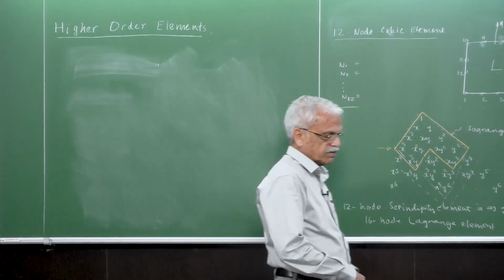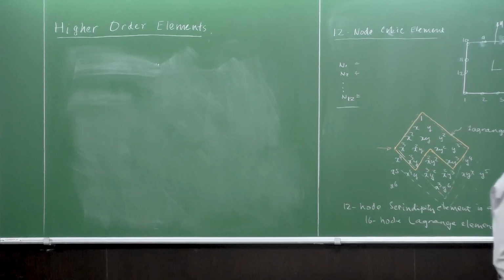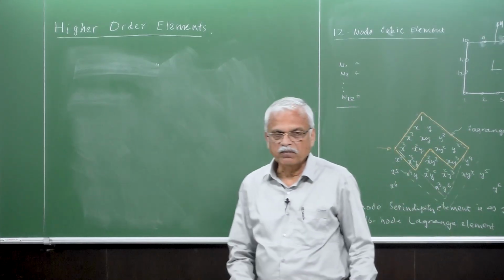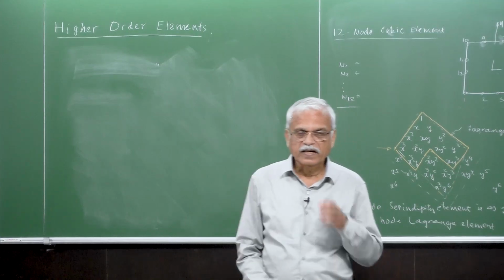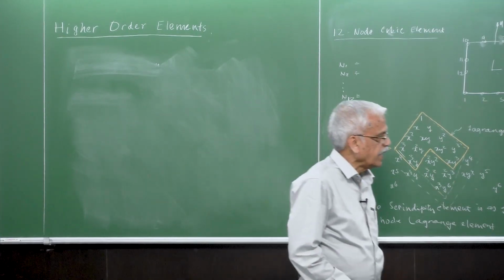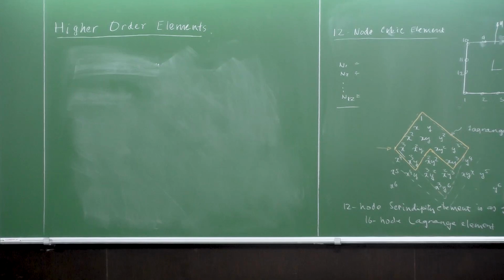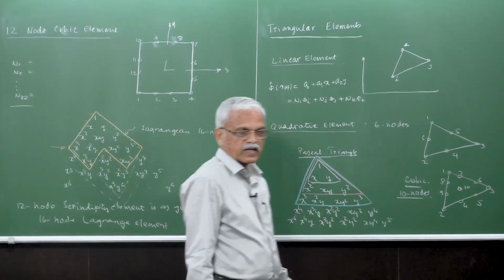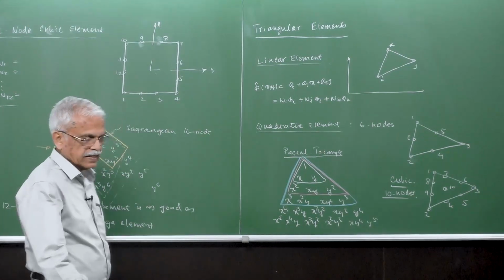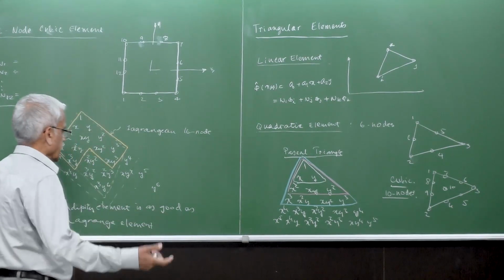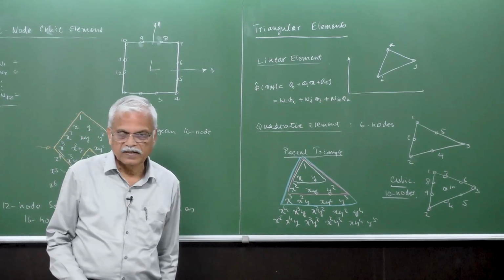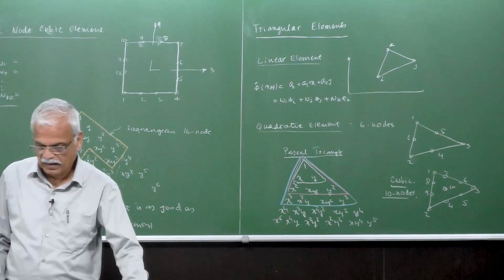Of course, the serendipity element is used. The 8-node serendipity element is again a very popular element because it's a quadratic rectangular element. And for quadratic here you just require 6 nodes, whereas you required 8 nodes there. Anyway, the serendipity element has one more advantage. We will see it in connection with parametric elements.